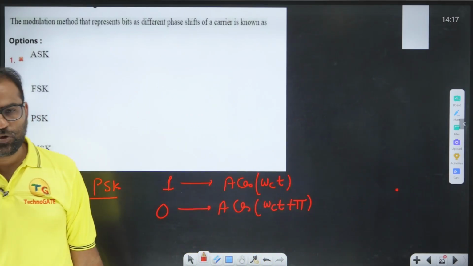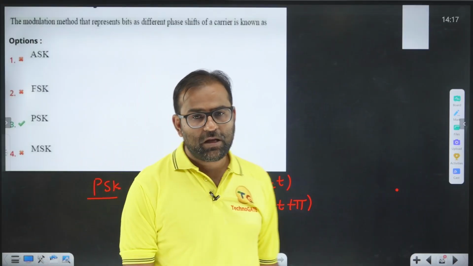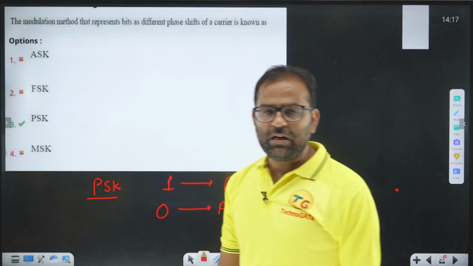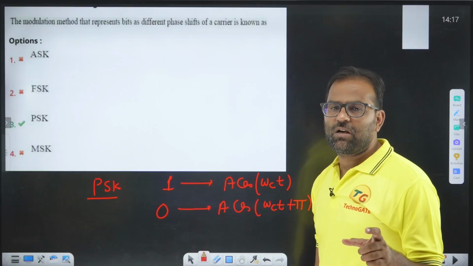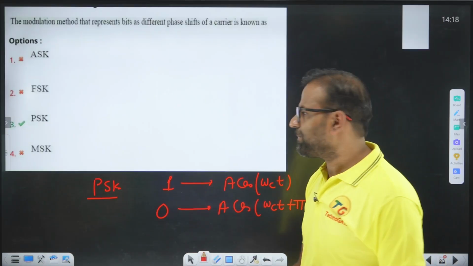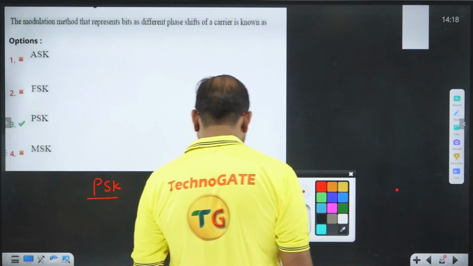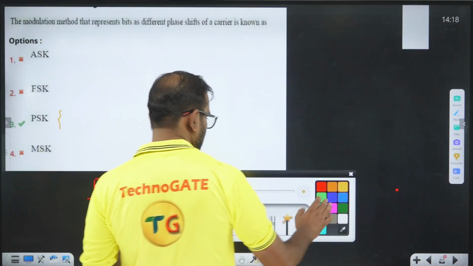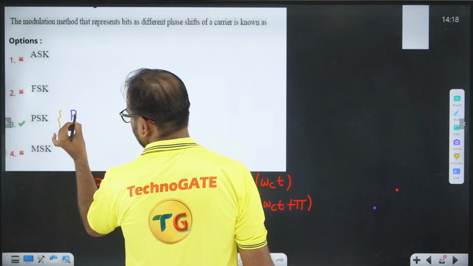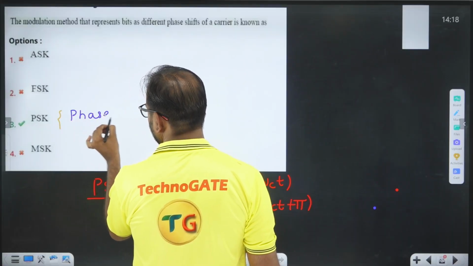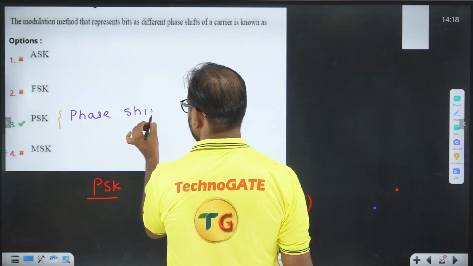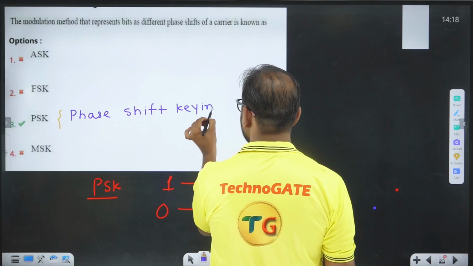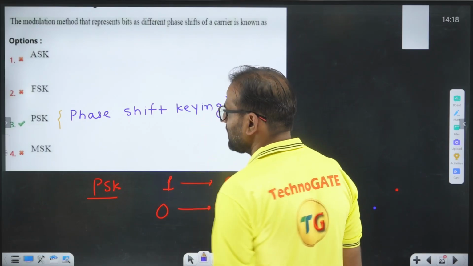Suppose you are having 2 bits you want to transmit, you can have the phase shift of pi. If you want to transmit 4 bits, then it is a phase shift of pi by 4. So when you are differentiating the bits with the logic of phase shift, it is known as PSK, phase shift keying. This is phase shift keying.